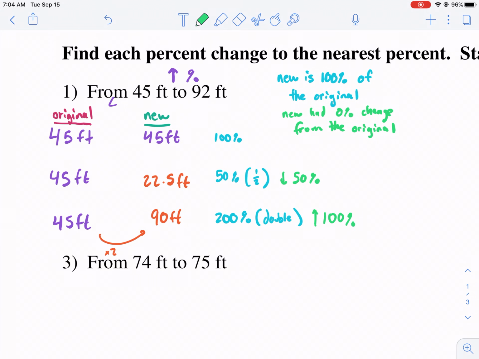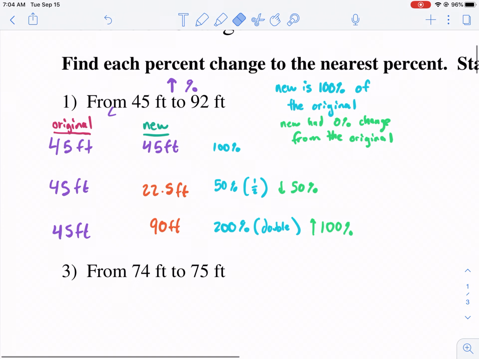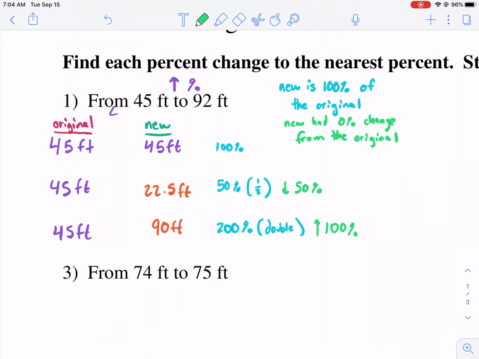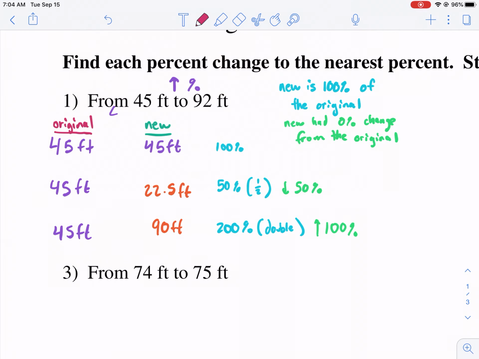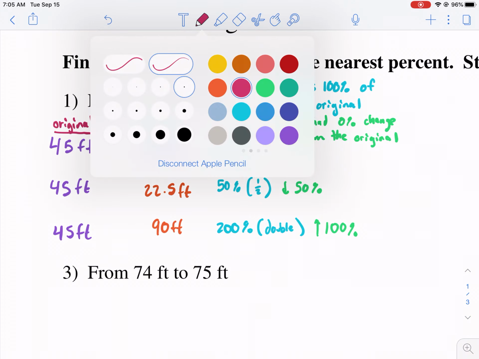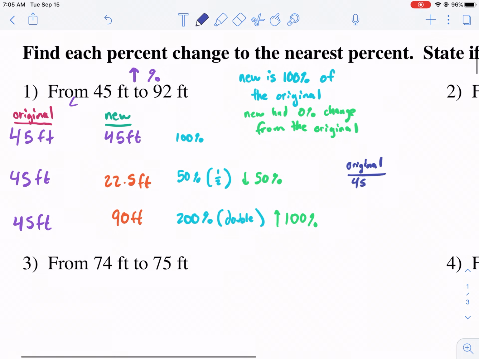Okay, now we're ready to do the problem, and I'm going to do it over here to the right. I really want to leave this because this is super important. Let's do this in dark blue. Now, our original is 45 feet, but our new is 92 feet.